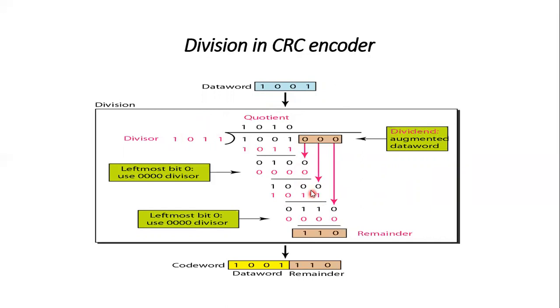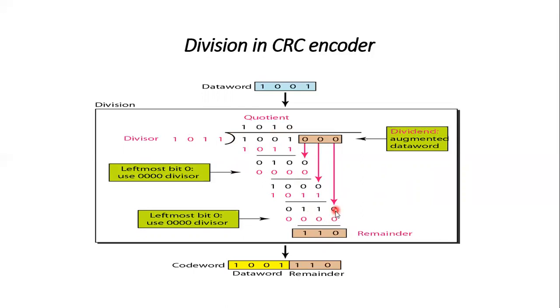0 1 is a 1, 0 1 is a 1, 0 0 is a 0, like that. 1 1 is a 0. Okay. Now we take this 0 here. Right. Therefore 0 1 1 0. Then again, which is not divisible, therefore 0 0 0 0.